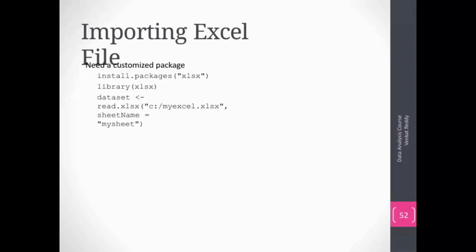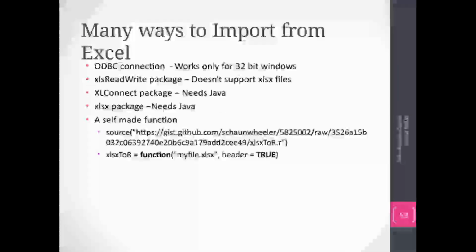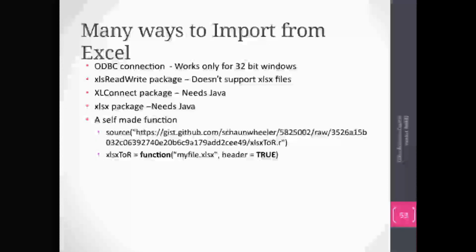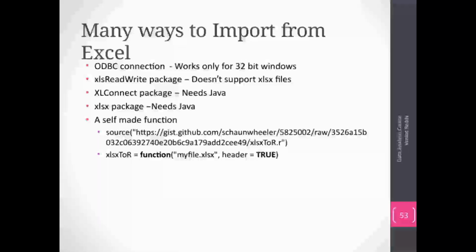The ODBC connection method works only on 32-bit Windows systems, so it's limited in that sense. Next, there's the XLS read-write package, but it doesn't support newer XLSX files, which can be a bit restrictive. The XL Connect package is another option, but it requires Java to be installed and configured properly. Similarly, the XLSX package also needs Java, which can sometimes complicate setup.